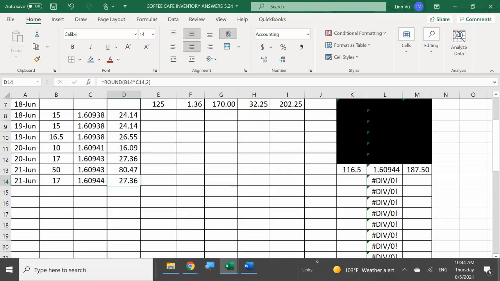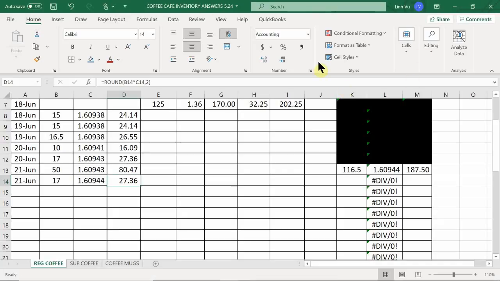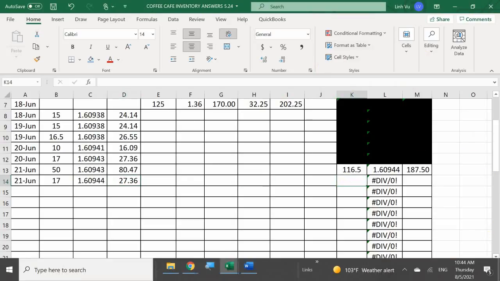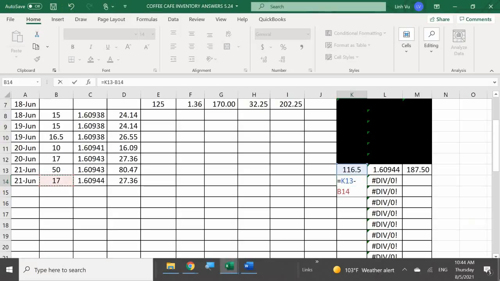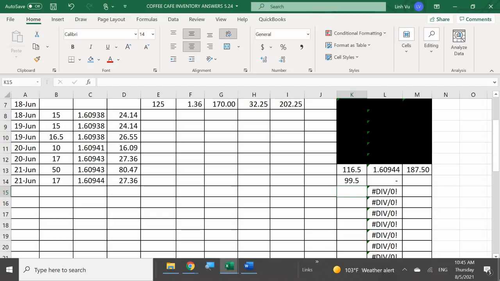So now we need to update our inventory, right? Because we no longer have 116 and a half anymore, right? We end up selling another, or using another 17. So how much should I have left? I have like 99.5. Actually, yes. 99.5.